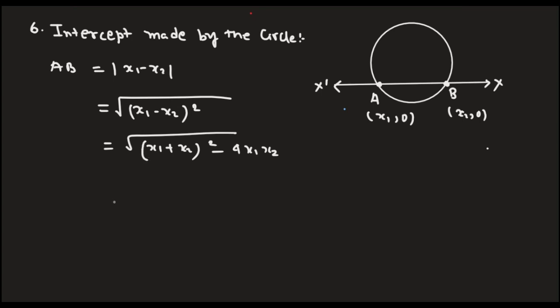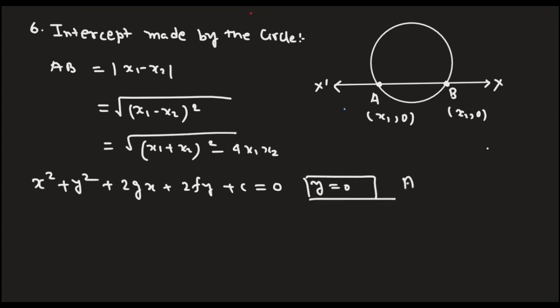First of all, consider the general equation of the circle: x square plus y square plus 2gx plus 2fy plus c equal to 0. Now the circle cuts the x-axis, which means the y coordinate is 0, at the points A and B. So for points A and B we put y equal to 0, and it will be x square plus 2gx plus c equal to 0.